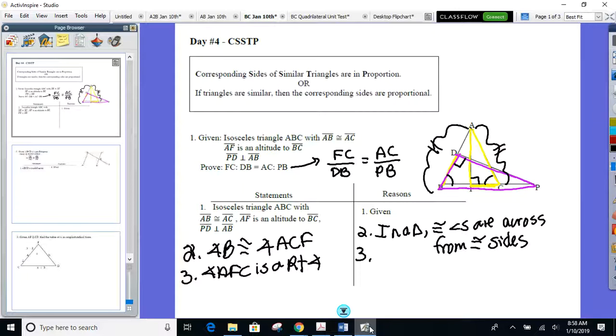Okay, let's keep the focus here. AFC, why is it a right angle? Okay, definition of an altitude. Altitudes form right angles.